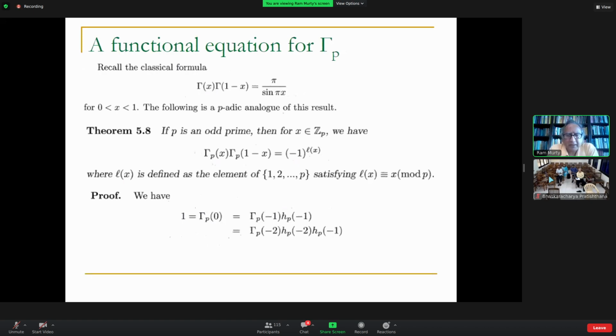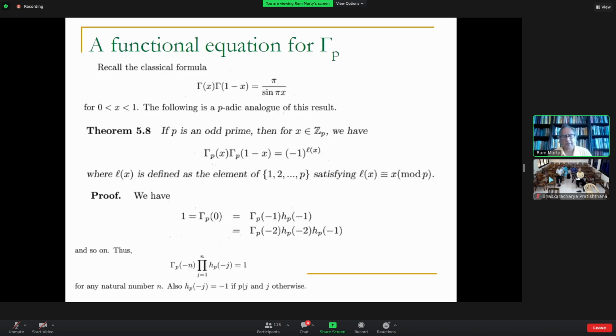So how do you prove this? Well, we go back to the definition. 1 is gamma p of 0, and gamma p of minus 1 times hp of minus 1, use that functional equation, you can use that recurrence relation, gamma p of 2, h of p minus 2, h of p minus 1, and so on and so forth. And so recursively, we find that this 1 is equal to gamma p of minus n times hp of minus j, going from 1 to n.